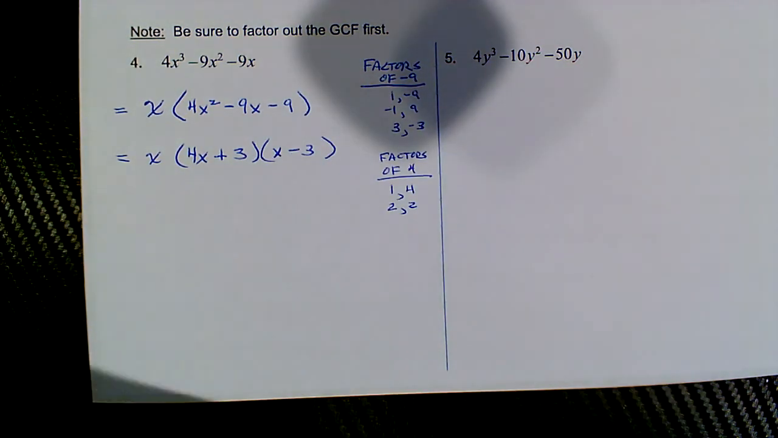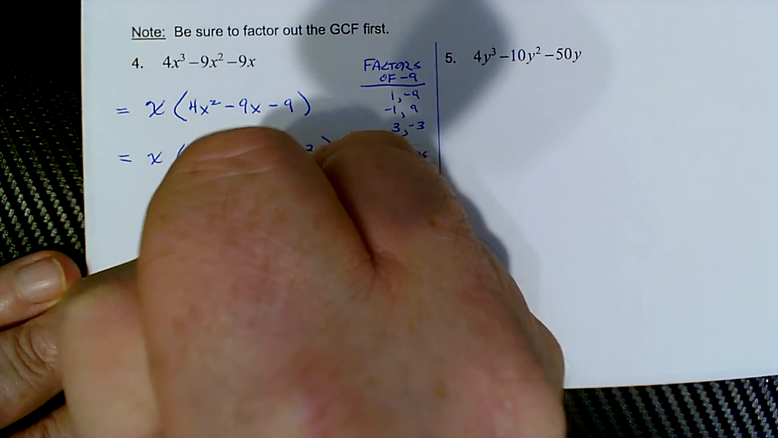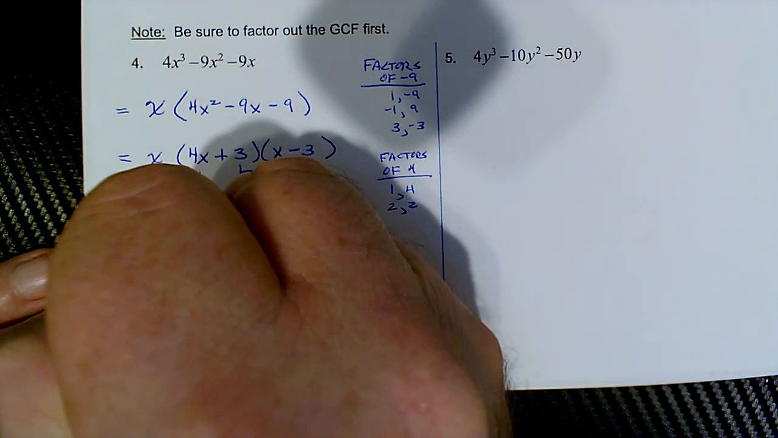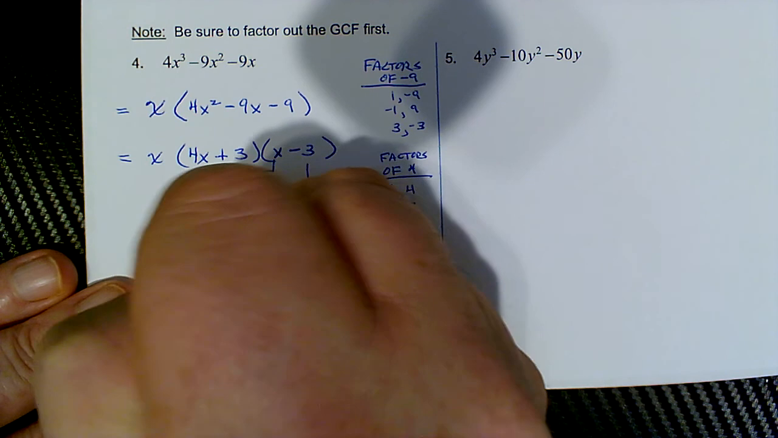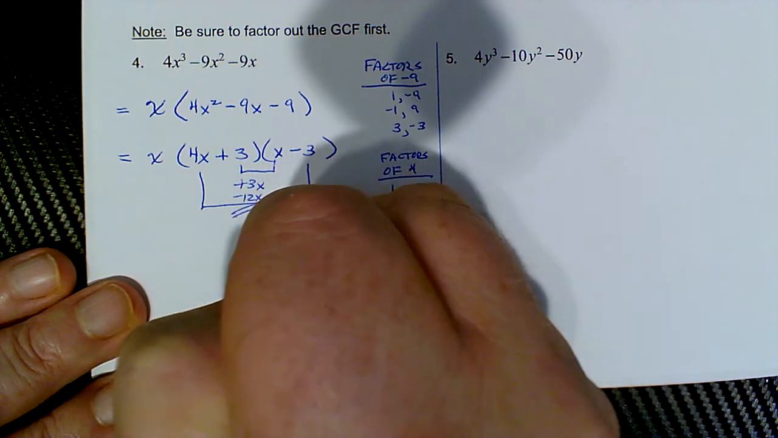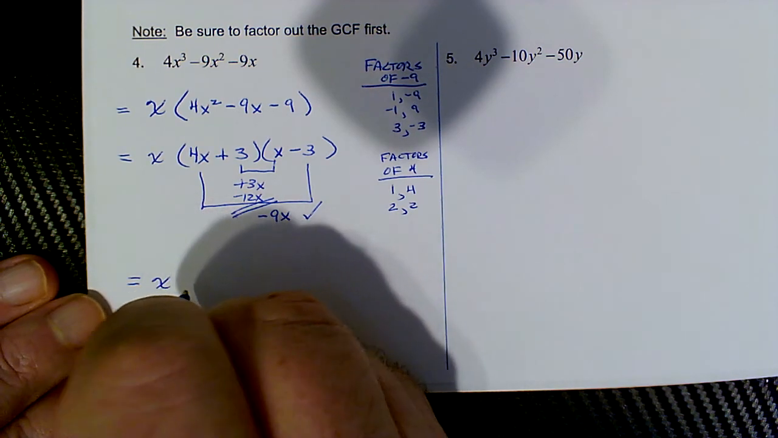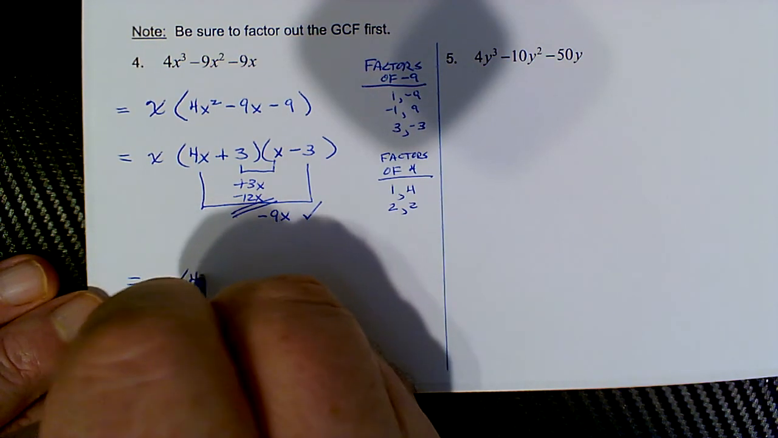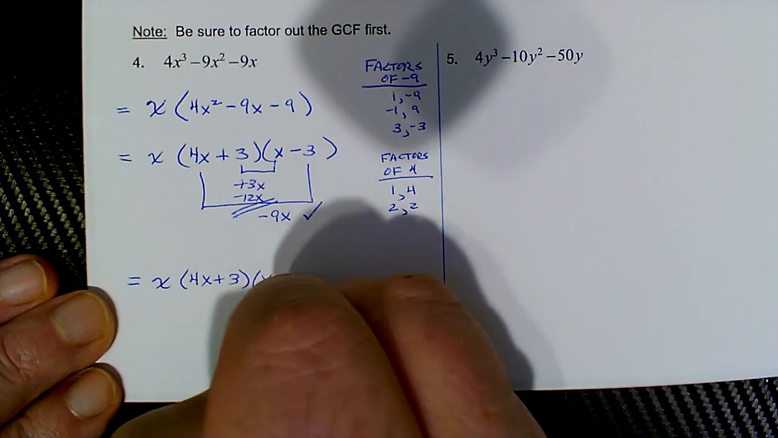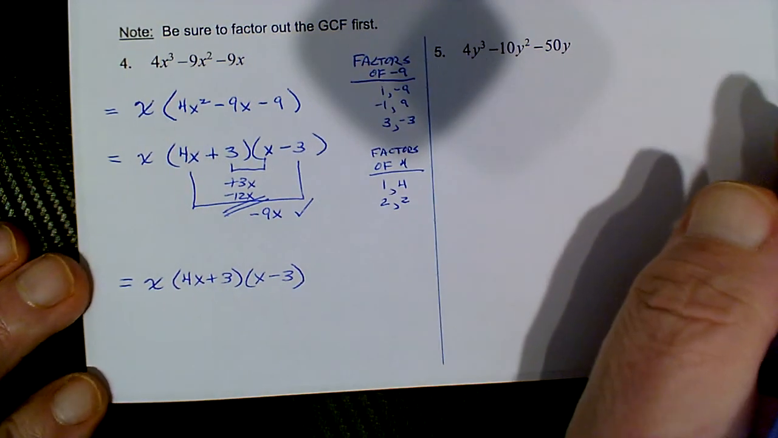And you could double check that by taking the inner and outer products again. Gives plus 3x minus 12x combined to give minus 9x, which checks. So the correct factorization, x, 4x plus 3, and x minus 3. Alright, one last example.